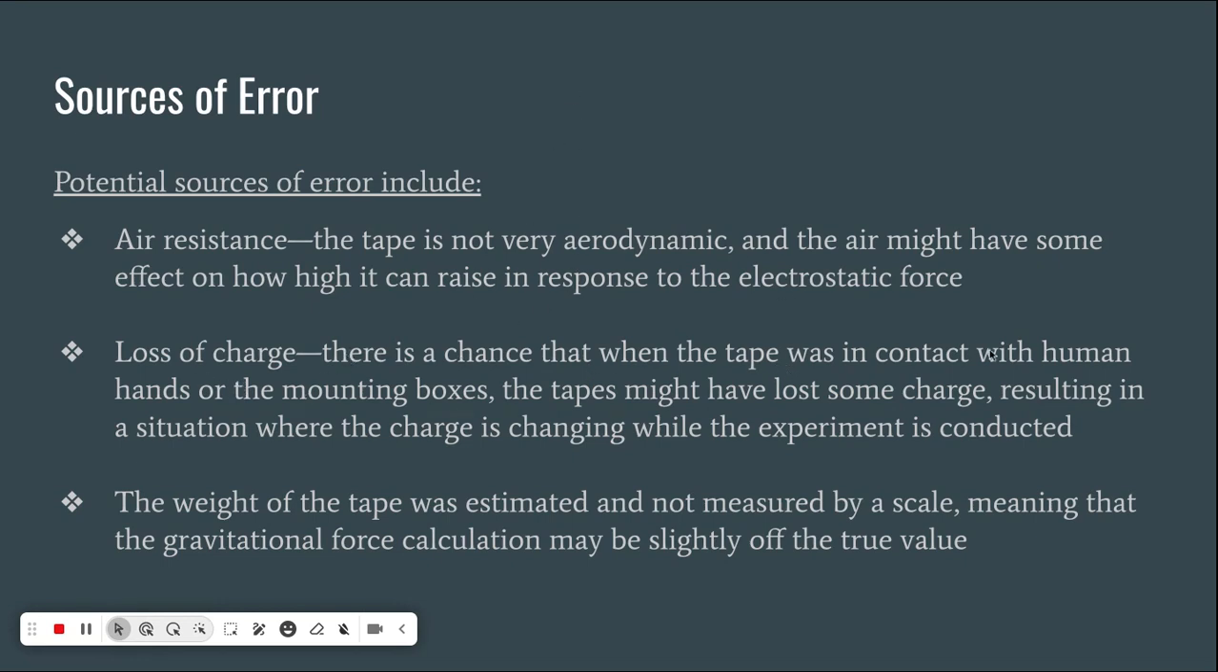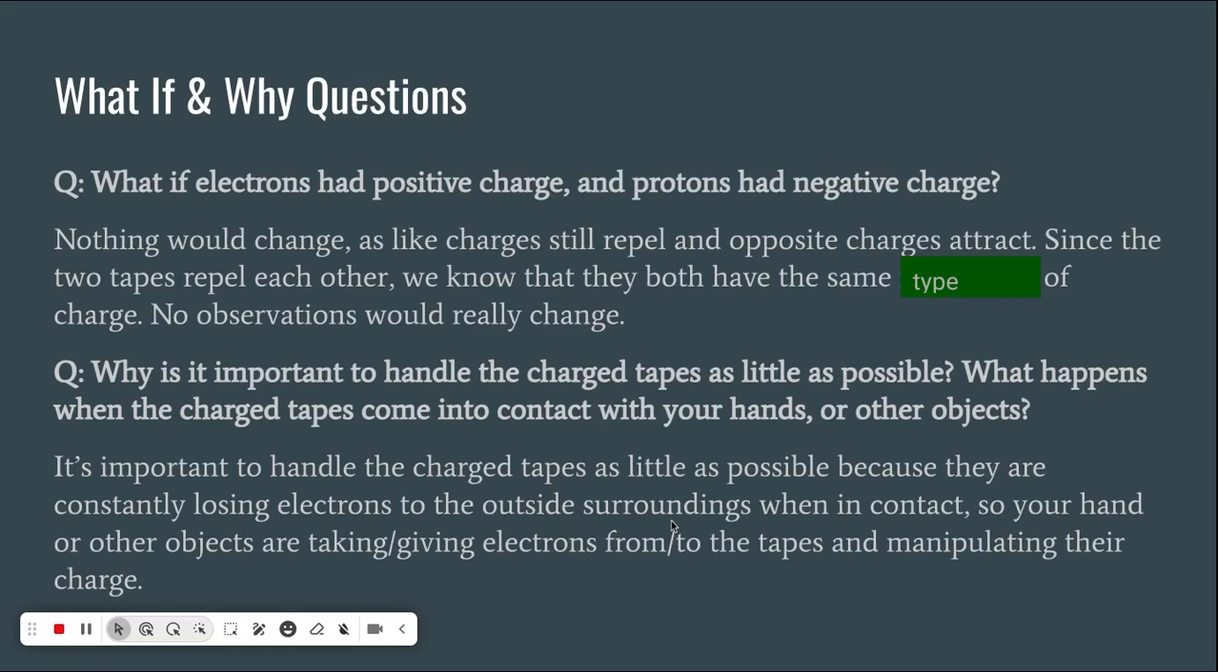Loss of charge. There's a chance that when the tape was in contact with human hands or the mounting boxes, the tape might have lost some charge, resulting in a situation where the charge changed halfway through the experiment, or the charges are different on the tapes. The weight of the tape was also estimated and not measured by a scale, meaning that the gravitational force calculation may be slightly off.